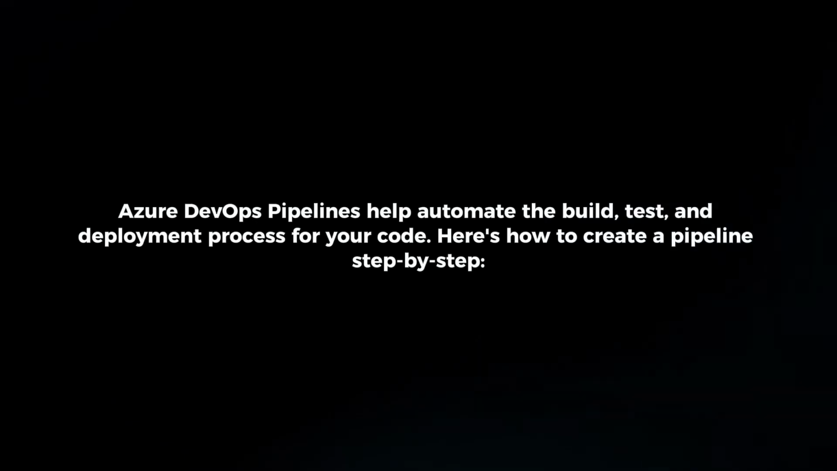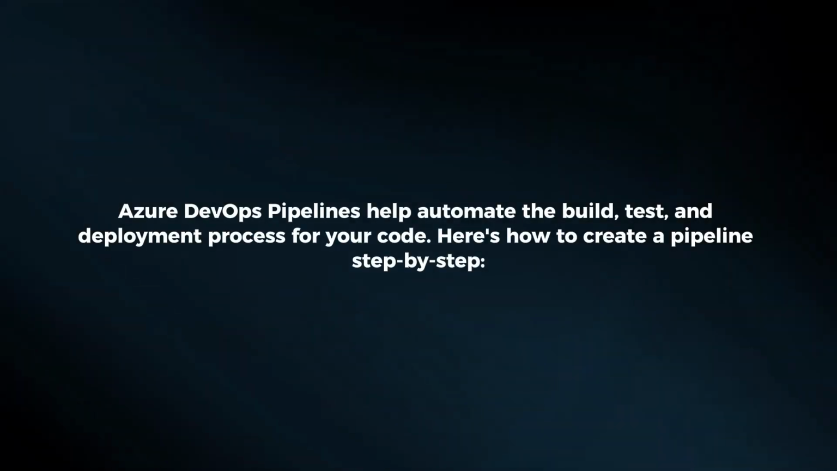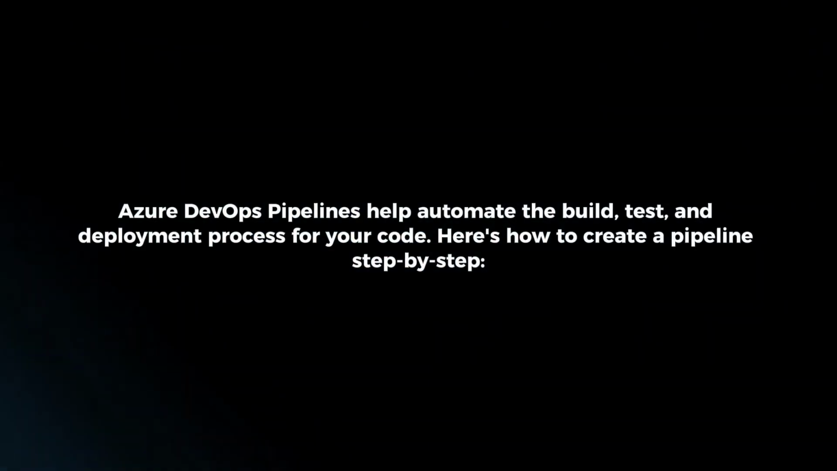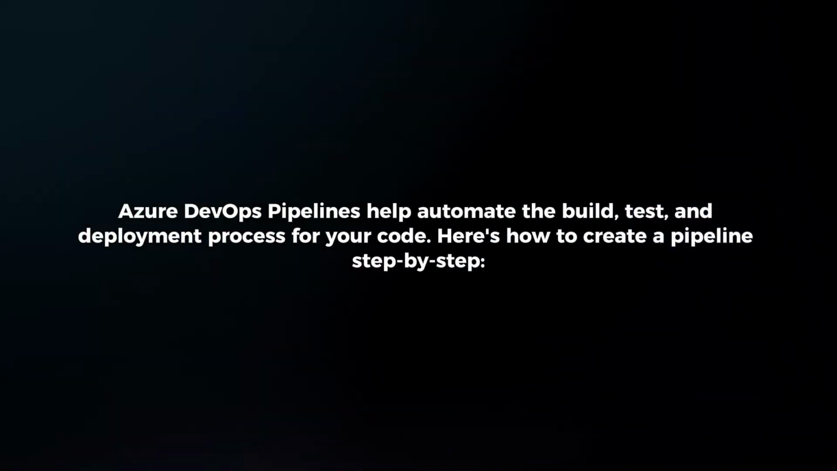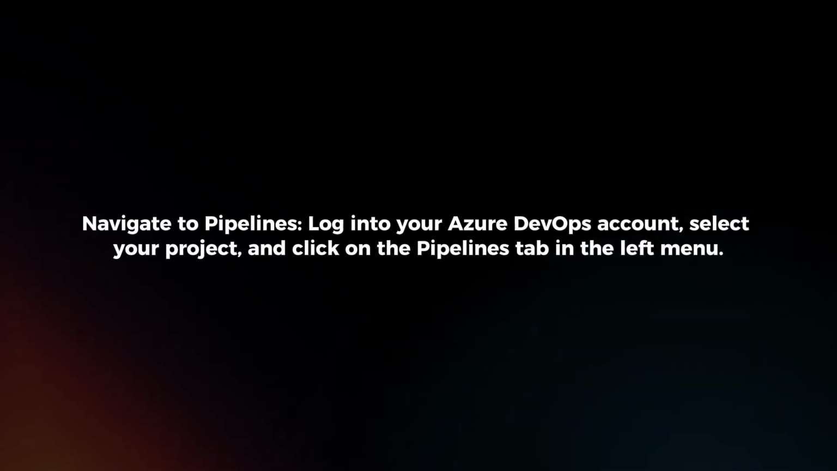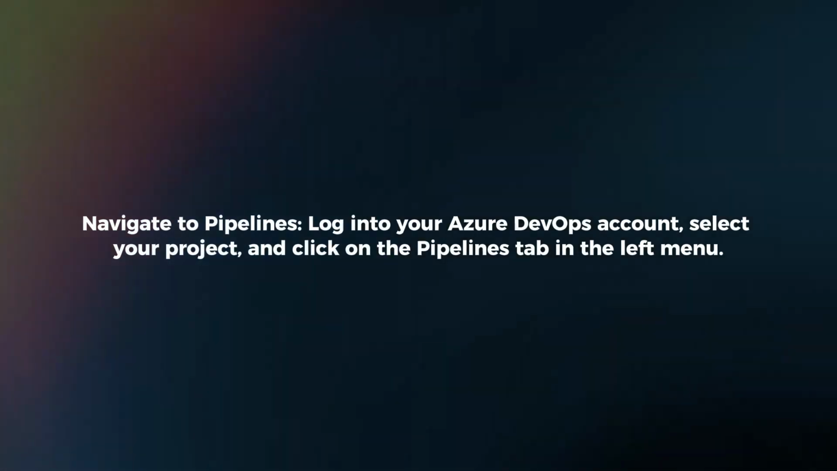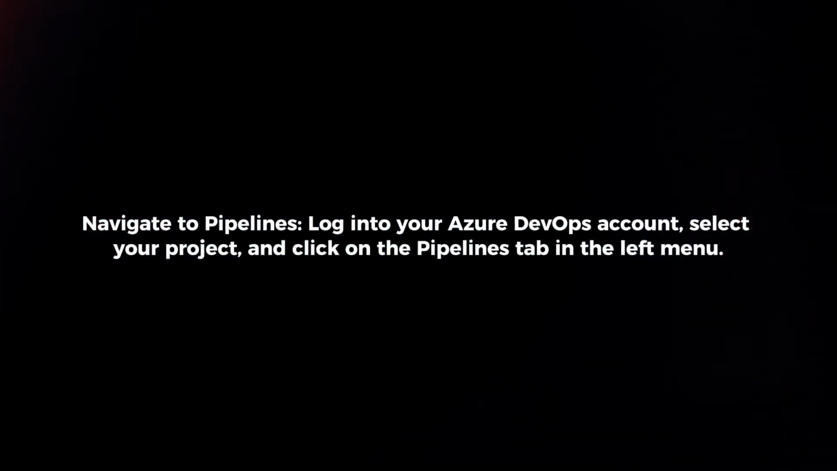Azure DevOps pipelines help automate the build, test, and deployment process for your code. Here's how to create a pipeline step by step. Access Azure Pipelines. Navigate to Pipelines. Log into your Azure DevOps account, select your project, and click on the Pipelines tab in the left menu.